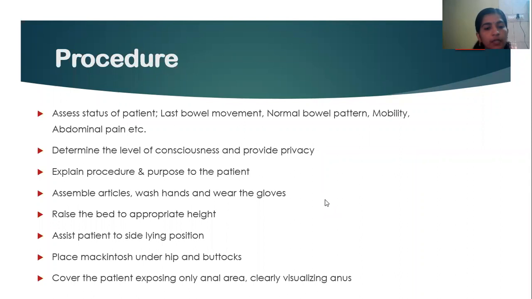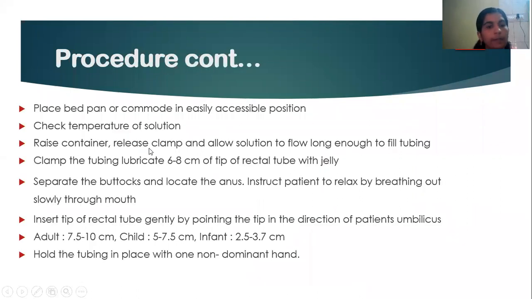Then place the Macintosh under the hip and buttocks and cover the exposed area, so that only the anal area is exposed and clearly visualized. Then only we can see the site of the anal region. Then place the bedpan or commode in an easily accessible position, so that we can use it when needed.